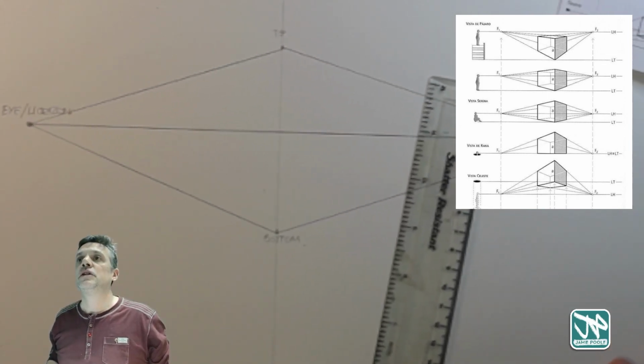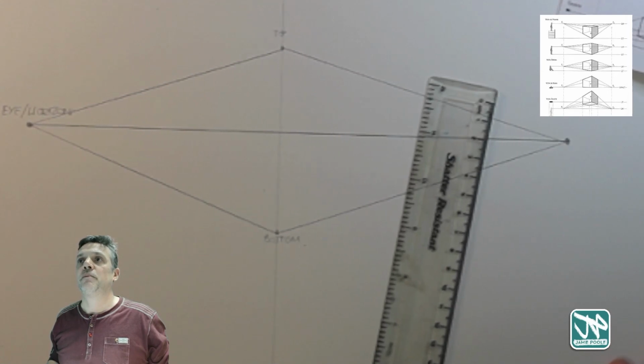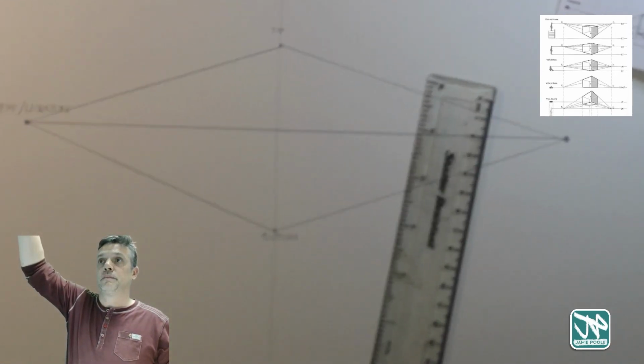Okay, so you should have a little bit of a kite shape when you get to this stage.